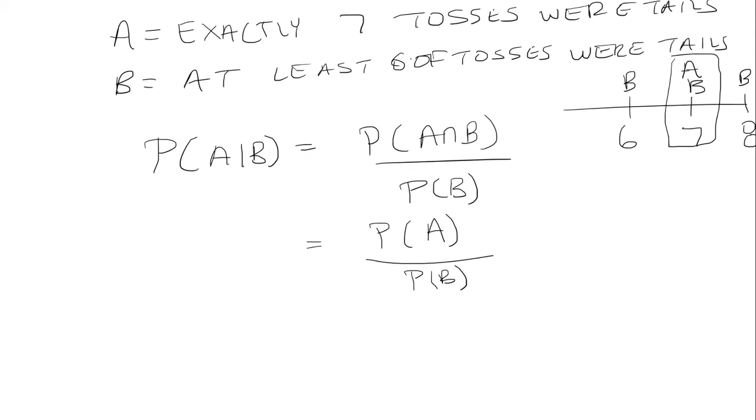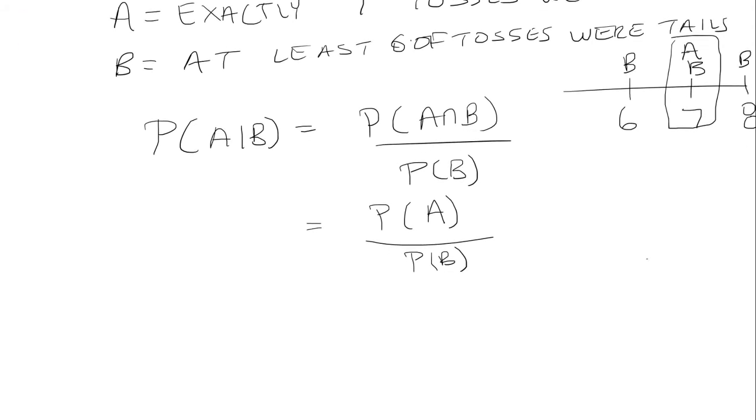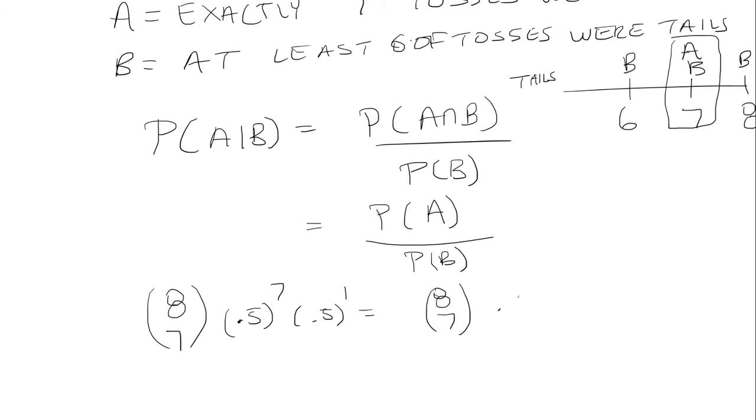So we have to look at the probability of getting exactly 7 tosses that were tails. Okay, so this is with respect to tails. There's 8 coins to choose from. I want 7 of them to be tails. Now they're equally likely, so it's 0.5 to the 7th, 0.5 to the 1st, which is really 8 choose 7 times 0.5 to the 8th. And this is the probability of having exactly 7 tosses. 8 choose 7 is 8. And we have 0.5 to the 8th power.